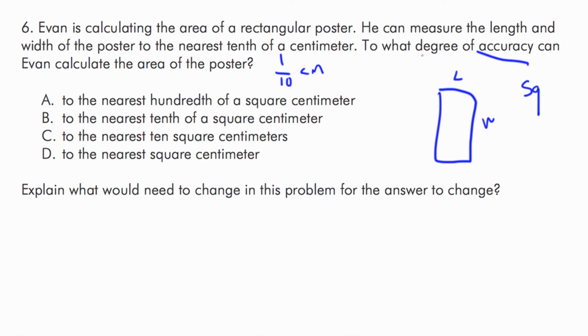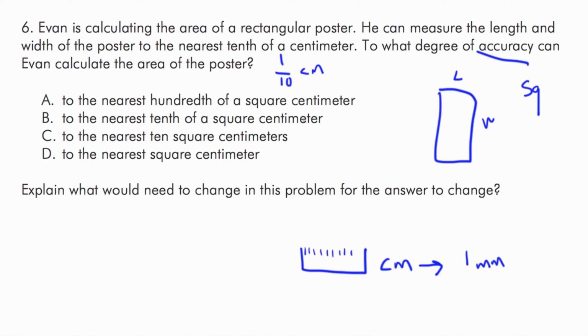So I'm talking about how exact can Evan calculate the area of the poster? Here's a good question. If I'm talking about accuracy, the closest I can get is 1/10 of a centimeter. And if I break up a centimeter, this is 1 centimeter, not to scale. That's 1/10. That'd be 1, 2, 3, 4, 5, 6, 7, 8, 9, 10. Not great, but works. 1/10 of a centimeter is not a centimeter. It is 1 millimeter. So then I think this is where the answer is going to come through.